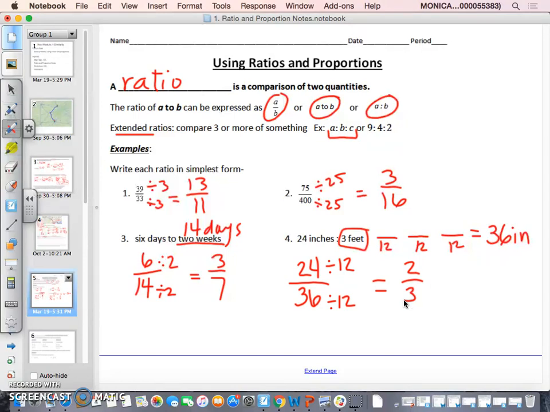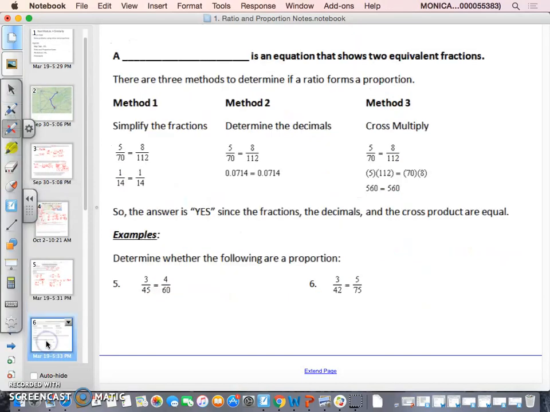Now we're going to talk about when you put two ratios together, you can actually make a proportion. And so a proportion is an equation that shows two equivalent fractions, or ratios in this case.